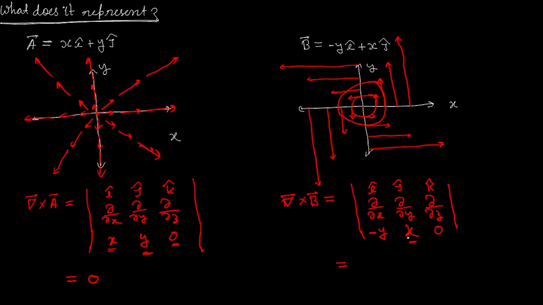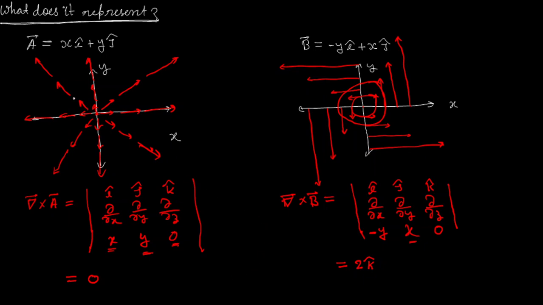We have to differentiate this x with respect to x, that will give you 1, and then we have to put a minus sign, and then we differentiate minus y with respect to y, that will give you minus 1. Already we have a minus sign before, so finally it will give you 2 k cap. Okay, 2 k cap.